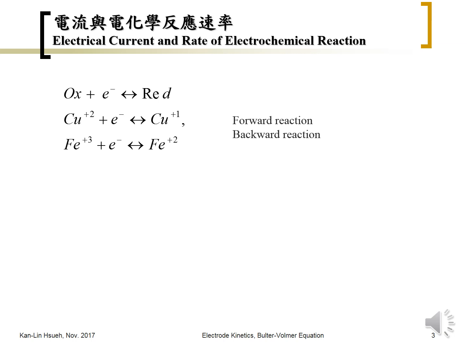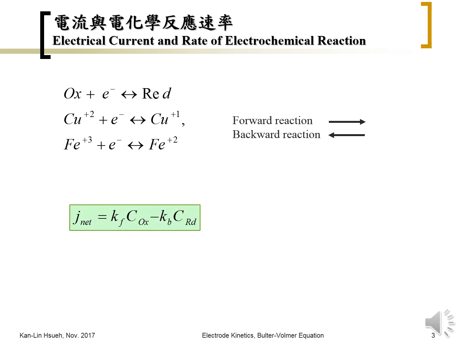So over here we define the forward reaction as going in this direction, and the backward reaction is the reverse reaction, in the other direction. In this case, the forward reaction is a reduction reaction, and the backward direction is an oxidation reaction.